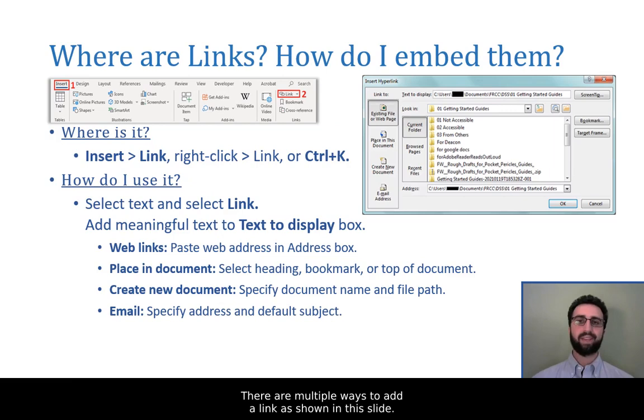There are multiple ways to add a link as shown in this slide. One way is to select the Link button in the Insert tab. You can also select the text you want to use before clicking Link. When embedding a web link, paste the link into the address box at the bottom. Enter the text for the link in the Text to Display box at the top. If desired, you can also give your link a screen tip by choosing the Screen Tip button in the top right and typing it in the window that appears.